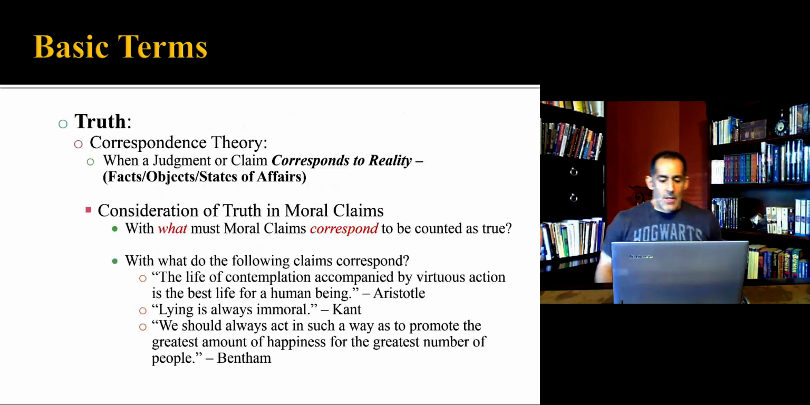Okay. Now, another term that I want you to know is the term truth, because I've already used it. When I talk about propositions having truth value, it's a good thing to understand what we mean by truth. And there'll be a problem that follows from the definition I'm going to give you. But the traditional classical definition of truth is known as the correspondence view of truth, which says that a claim or proposition, or even a judgment, is true so long as it corresponds with reality, with facts or objects or states of affairs.